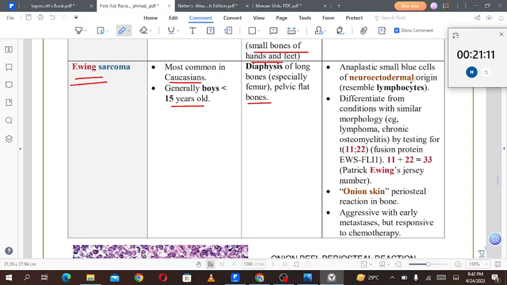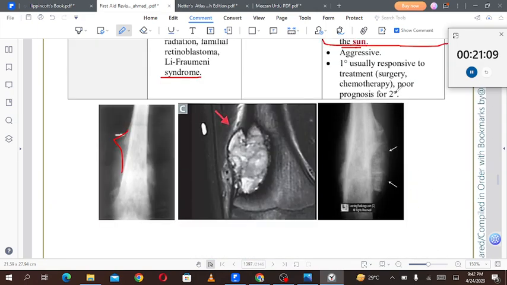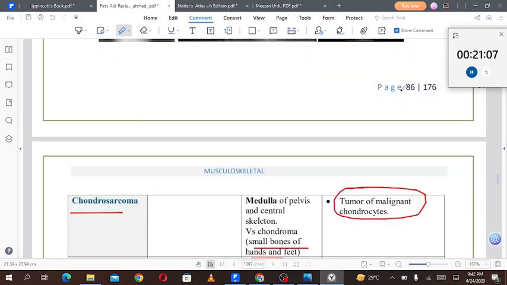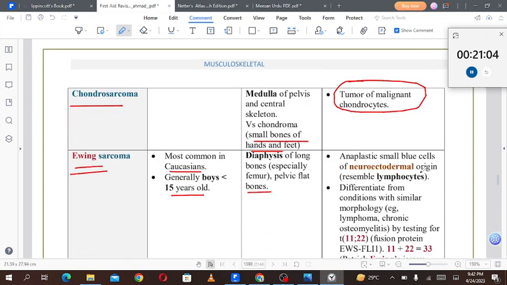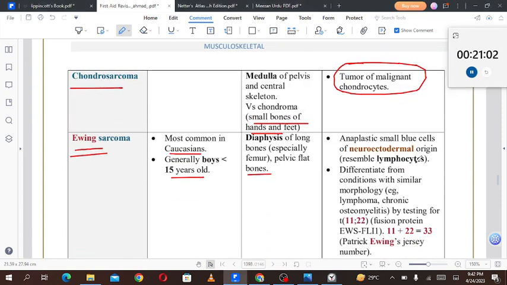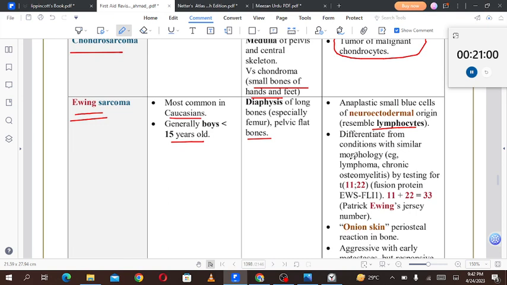The characteristic findings are anaplastic small blue cells of neuroectodermal origin that resemble lymphocytes, different from conditions with similar morphology, for example lymphoma or chronic osteomyelitis. By testing for t(11;22), the translocation from 11 to 22 with the fusion protein EWS-FLI1, we differentiate it from other such conditions. So 11 plus 22 is equal to 33.